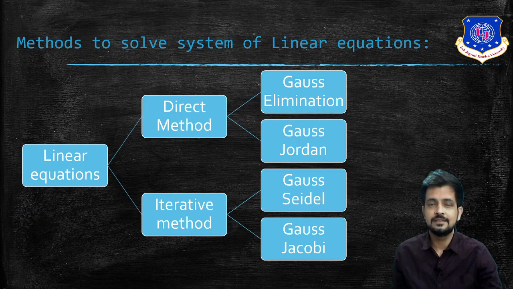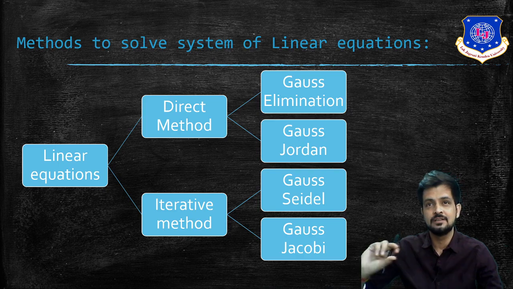Now let us see the classification of the system of linear equations. How can we divide the methods to solve the system of linear equations? There are basically two types of methods: direct method and iterative method. What is done in the direct method? In the direct method we are not assuming any initial value and we are following a sequence of steps. For example, in the Gauss elimination method, we have to follow a sequence of steps, and we are not doing it repeatedly, unlike in iterative, where the same step is done again and again.